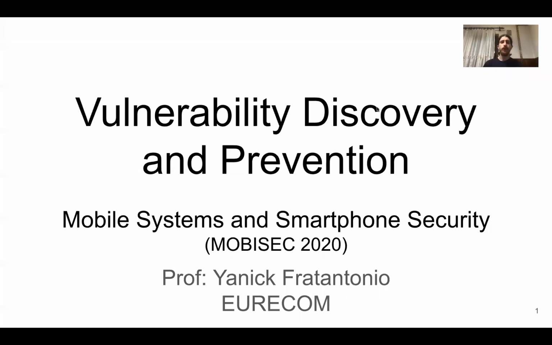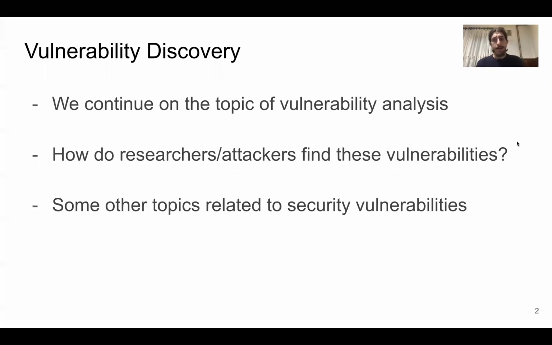So today we continue on the topic of vulnerabilities, and we focus on discovery and prevention. We continue on the topic of vulnerability analysis, and we try to understand how researchers and attackers find these vulnerabilities. We are also going to touch on some other topics related to these security bugs. And so let's get started.